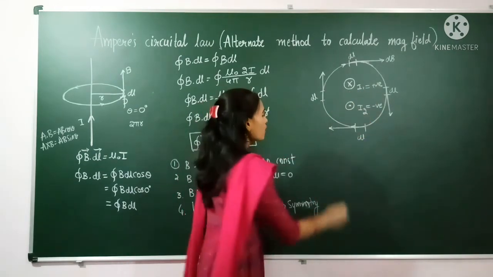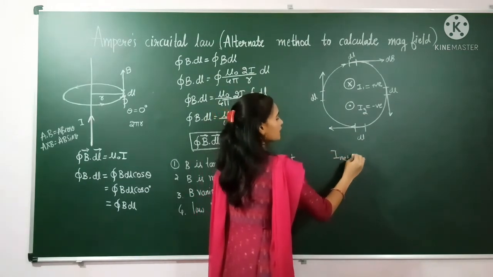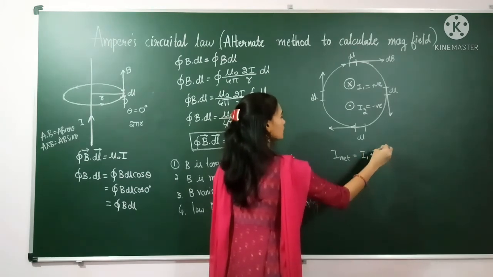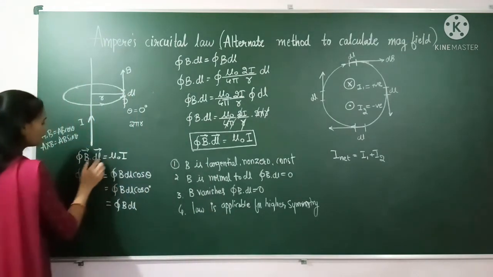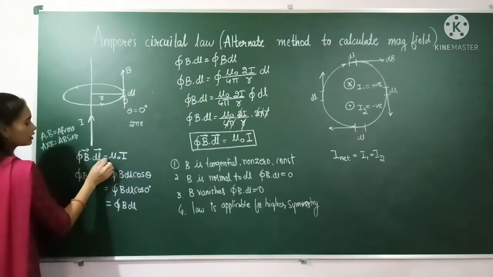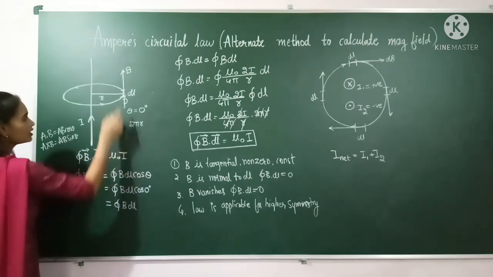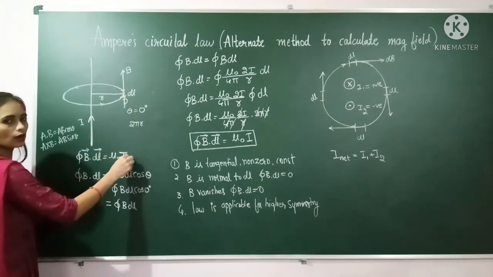After that, if we want to calculate the net current, the net current I can be taken as I1 plus I2. Because Ampere's circuital law says that the closed integral of B dot dl is equal to mu naught times the net current enclosed. Net current enclosed means the currents flowing inside this loop; that net current we have to take here.